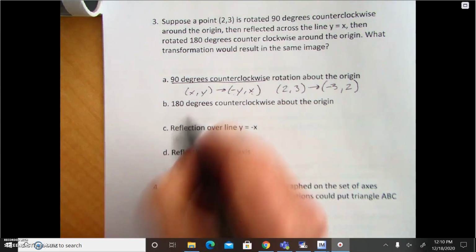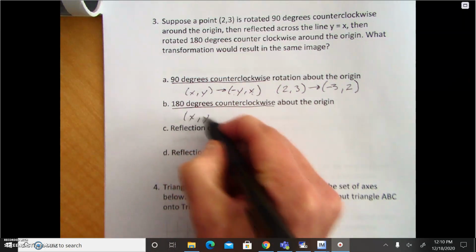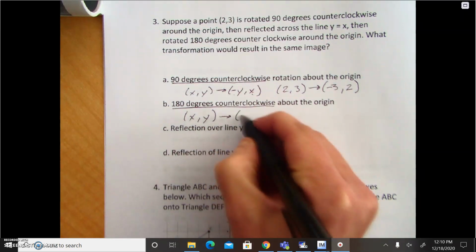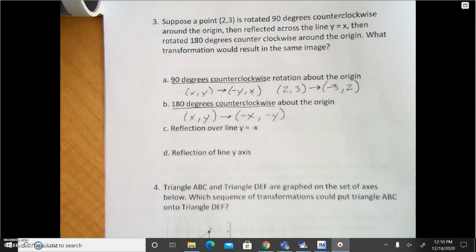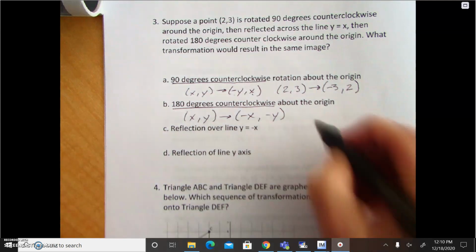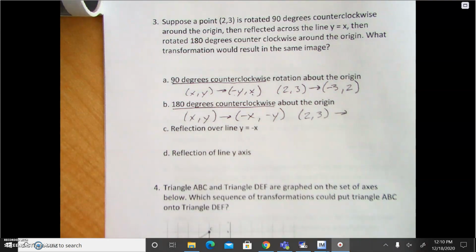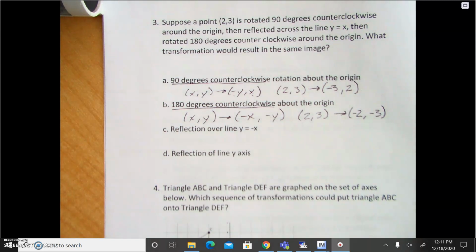Next one is going to be 180 degrees counterclockwise. So that's going to go from (x, y) to the opposite of x, comma, the opposite of y. So the orientation stays the same, but we are just making them the opposite. So if it was at 2, 3, it is now going to be at -2, -3.